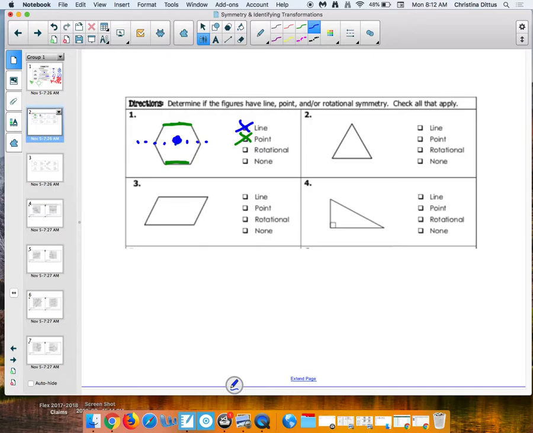Same thing, I can take this little dot and make this line, make this line. All the lengths are the same, so I can rotate it. Number 2? Can I draw a line down that and have it be symmetry? No. Can I rotate it 180 and it'll land on itself? No, so it doesn't have point. Can I rotate it? Yes.